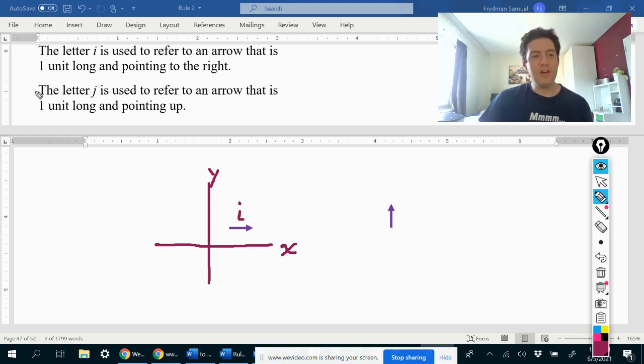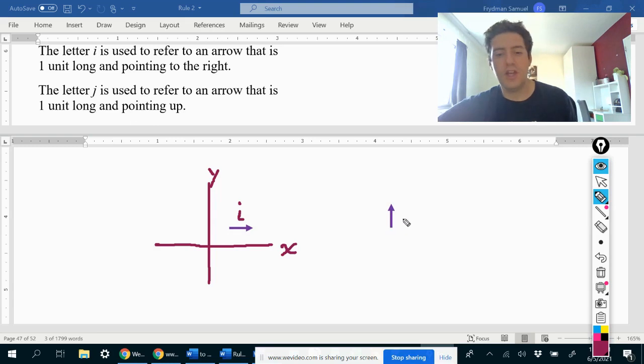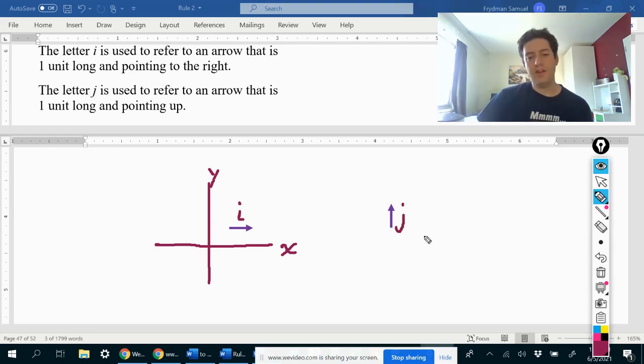And the letter j is used to refer to an arrow that is 1 unit long and pointing up. So this vector would be called vector j, as long as the magnitude is just 1, so it's 1 unit long, and it's pointing in the positive y direction. So that's vector i and that's vector j.